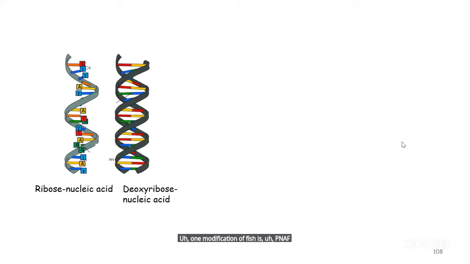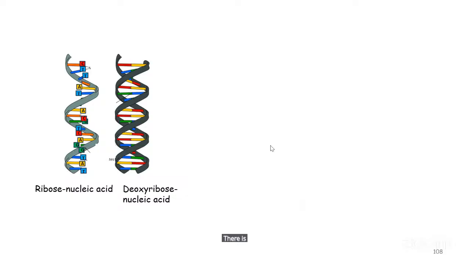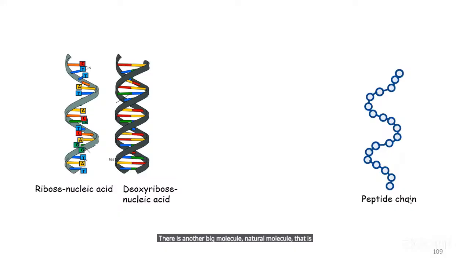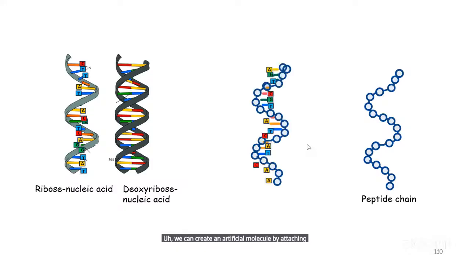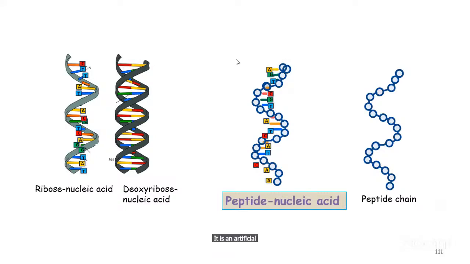One modification of FISH is PNA FISH. Usually hybridization is done on or by the RNA molecule or DNA molecule. This is ribonucleic acid. This is deoxyribonucleic acid. There is another big natural molecule, that is the peptide chain. We can create an artificial molecule by attaching nucleic bases to this peptide chain. This is called peptide nucleic acid. It is an artificial molecule, DNA bases attached to a peptide chain.